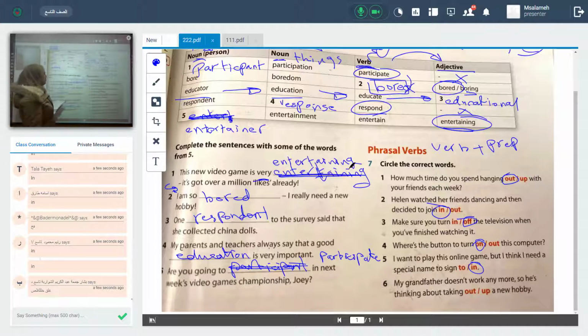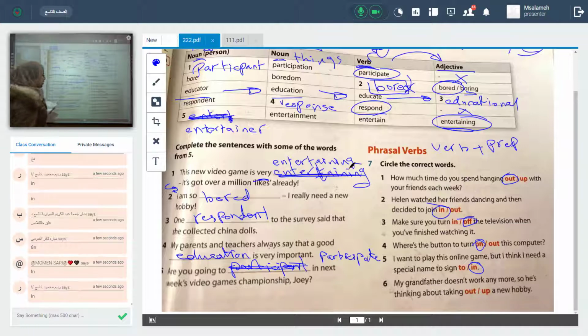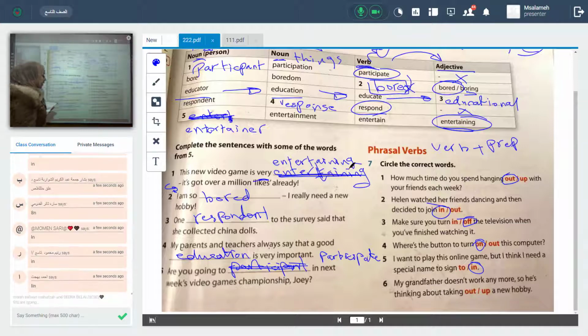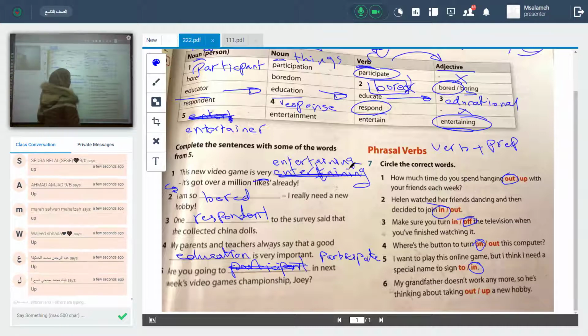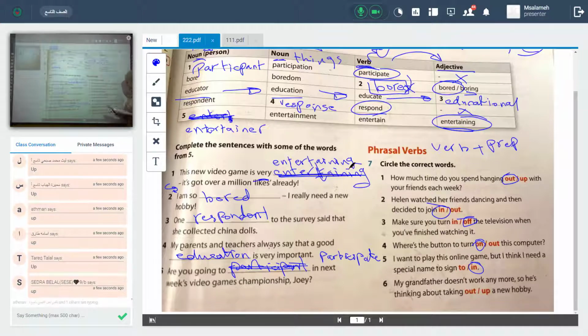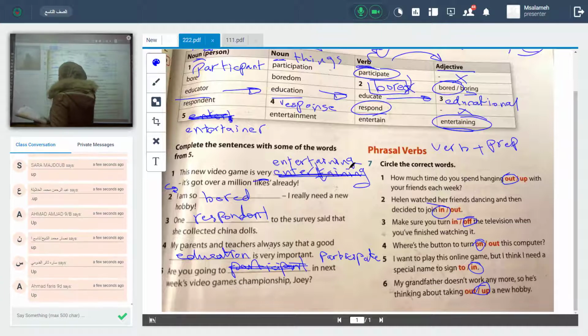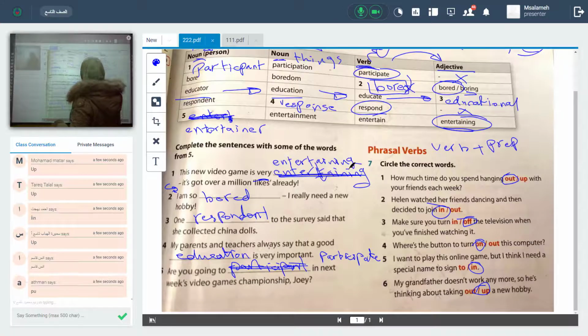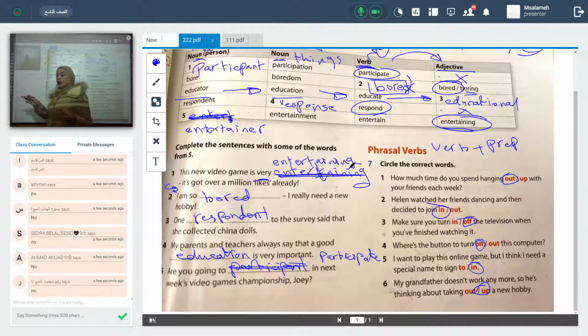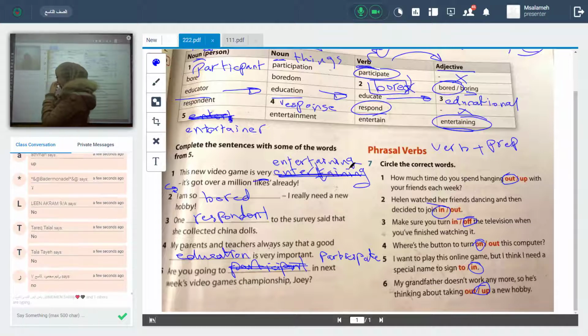Number six: My grandfather doesn't work anymore so he's thinking about taking up a new hobby. Taking up. Excellent, برافو عليكم. So miss, any question about these phrasal verbs? عنا أي سؤال عن هدول الفريزل فيرب? Any question?